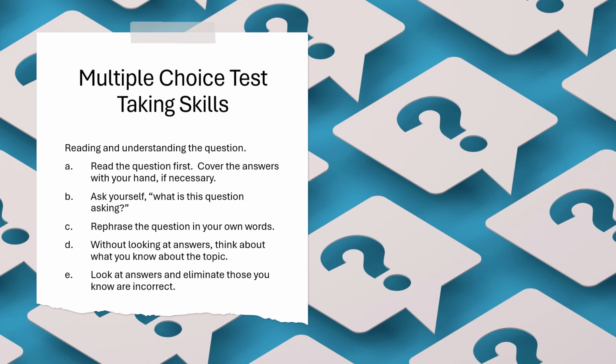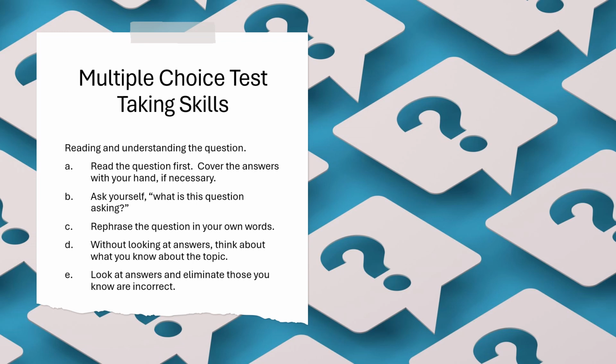A, read the question first. Cover the answers. Don't read the question and the answers at the same time. Just read the question, cover the answers up with your hand if you need to, and just think about the question. Then ask yourself after you read it, what is this question asking? Actually think through that in your head. Then, if you can, rephrase the question in your own words. How would I ask this question if I wrote it?